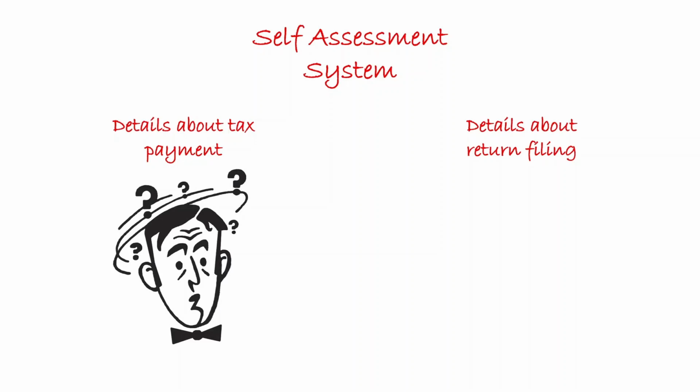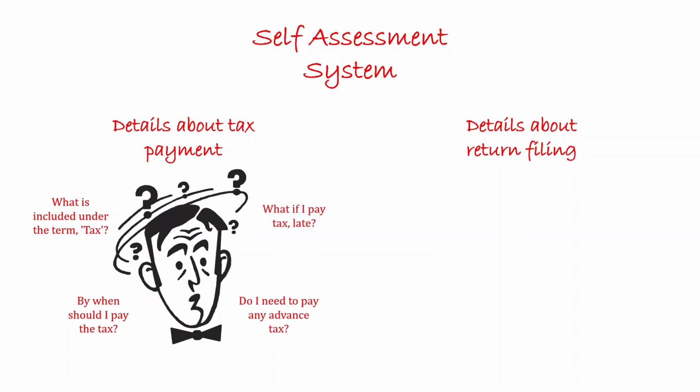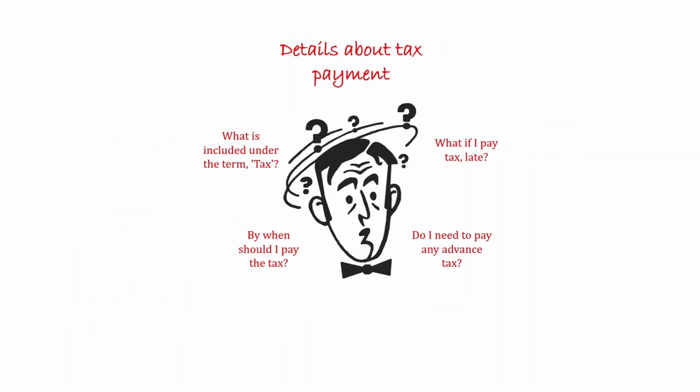We need to know what is included under the term tax. By when should I pay the tax? Do I need to pay any advance tax? And what if I pay tax late? Let's look for their answers. The first question. What is included under the term tax? By tax, we mean income tax, Class 2 NIC, Class 4 NIC and capital gains tax for the tax year.